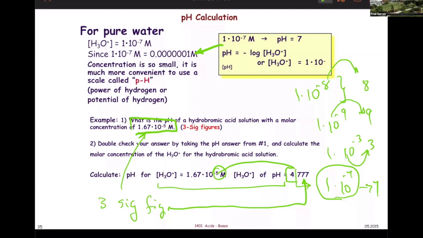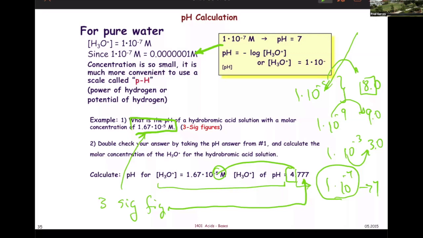Now, if you take a look at these values right here, 1 times 10 to the minus 8, that's only one significant figure. So this really should be read as 8.0. This should be 9.0. This should be 3.0. Because the digits after the decimal tell you the number of significant figures. And yes, it's 0, but that's still significant.